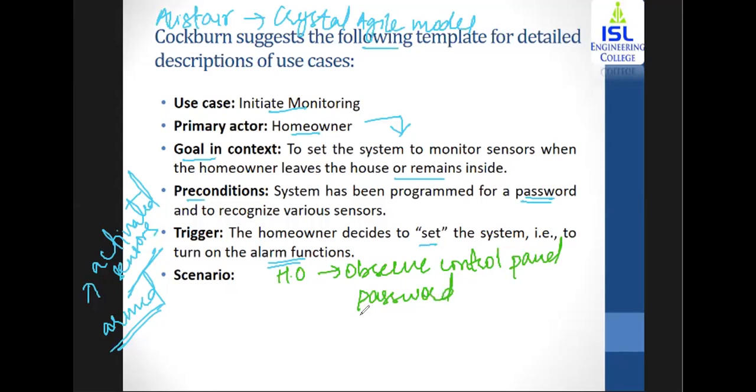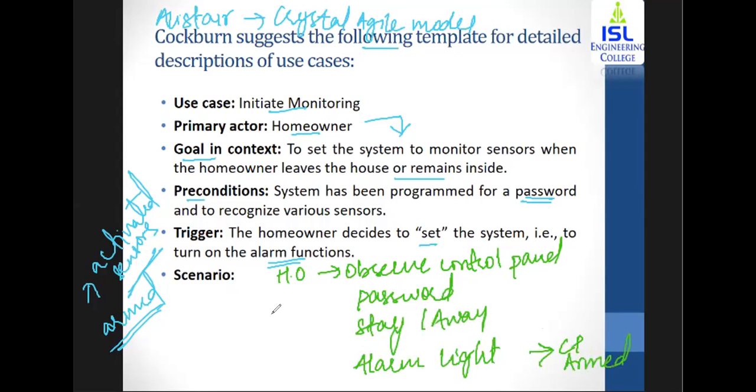Then the homeowner, he can either select the stay function or the away function. Then after that, he is going to observe the alarm light. Now the alarm light means the sensors are activated. It means that the SafeHome security system, that is the control panel, it is armed now. So that is the scenario. You're going to narrate the entire scenario for the actor, that is the homeowner. So this is the scenario, the story.